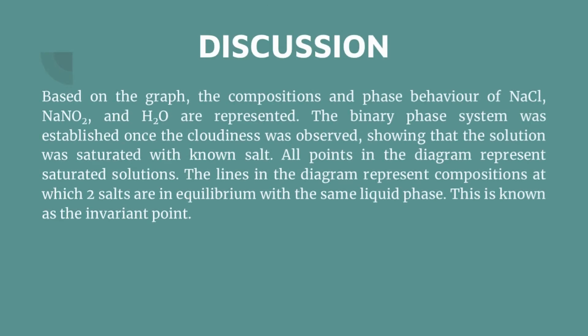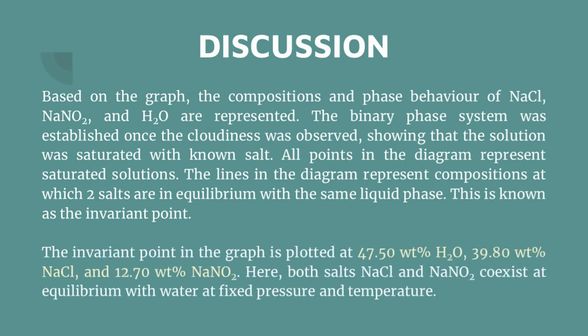Based on the graph, the compositions and phase behavior of NaCl, NaNO2, and H2O are represented. The binary phase system was established once cloudiness was observed, showing that the solution was saturated with the known salt. All points in the diagram represent saturated solutions. The lines in the diagram represent compositions at which two salts are in equilibrium with the same liquid phase. This is known as the invariant point.